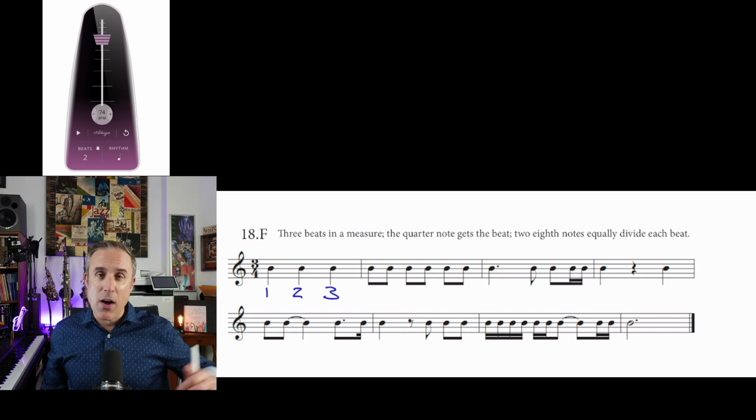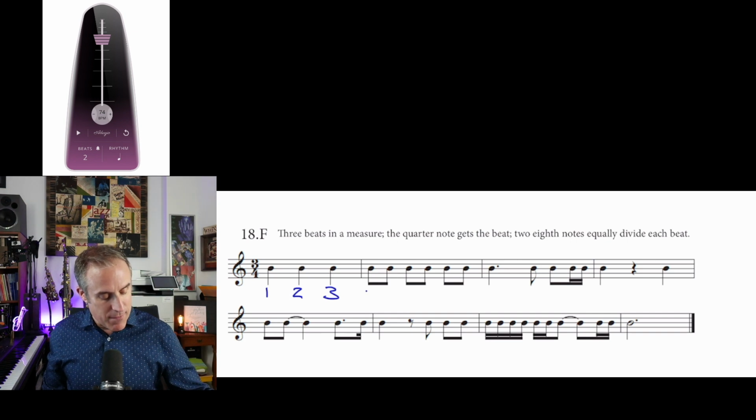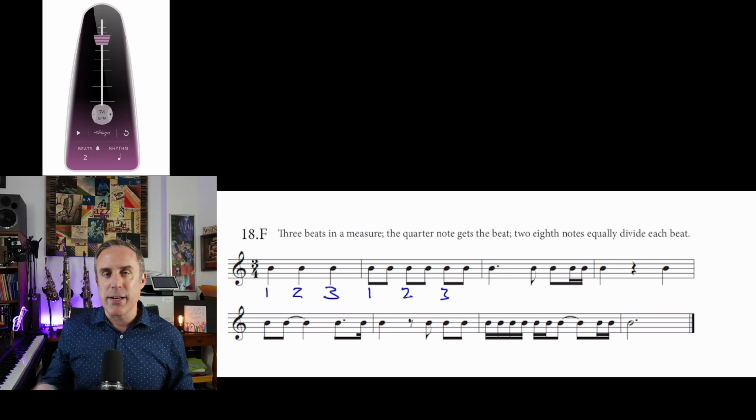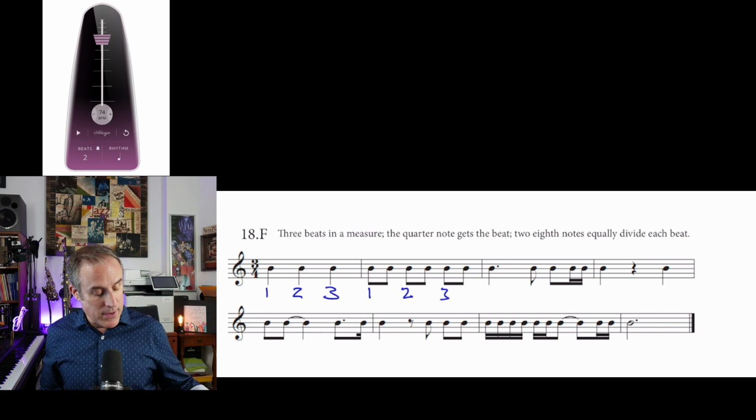So ta, ta, ta, happening right on the downbeats. And in the second measure, we have the divisi of those quarter notes. So in other words, ti, ti, ti, ti, ti, ti. Each one of those quarter notes can be equally divided into two eighth notes, and it's demonstrating that in measure 2. All right, let's move on to measure 3.